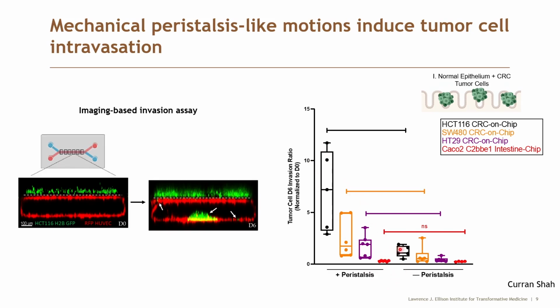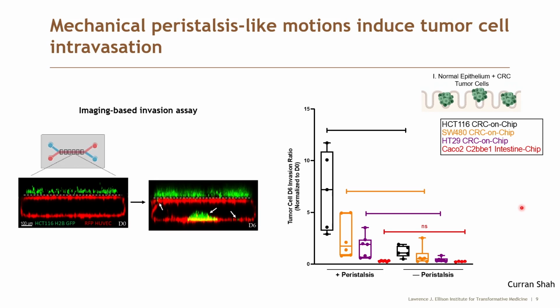So we have quite a spread across our cell lines, and so we wanted to look into that a little bit further, but for the most part, for some of these cell lines, the peristalsis is really increasing our invasion. We then wanted to look at what happened in our patient-derived organoids.